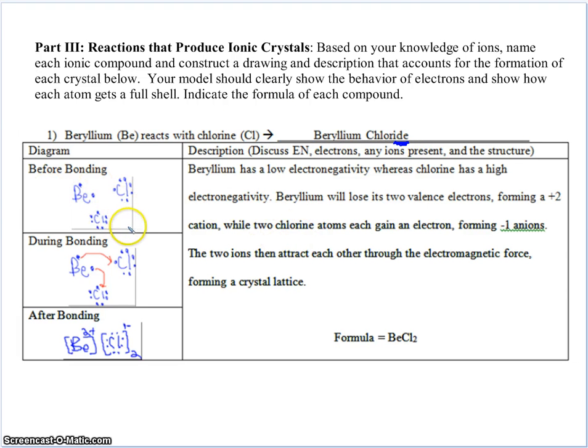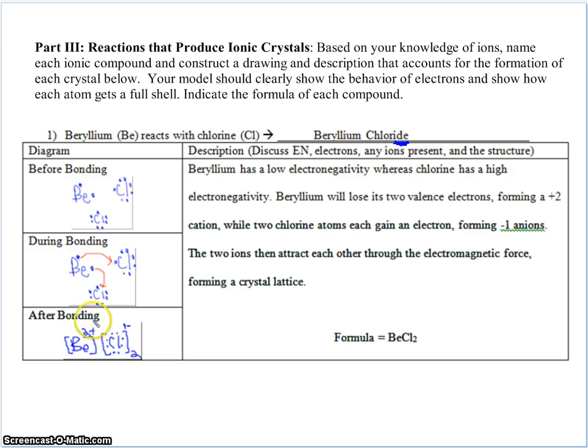Before bonding, this is what the Lewis structure would look like. Be would have 2. Chlorine would each have 7. During bonding, the metal loses electrons, so it's giving 1 to chlorine, 1 to chlorine. I guess there's 2 because if it just gives 1 away, the chlorine will be happy, but not the beryllium. So I guess that's why there needs to be 2. I'm getting the ratio now. Wow, that was exciting. So there needs to be more than 1 chlorine for this example.